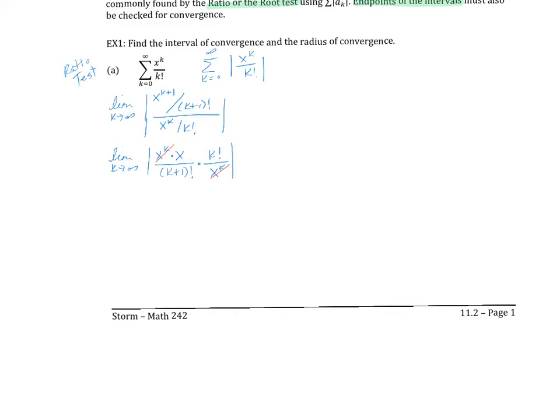And I'm going to expand out the k plus 1 factorial so I can cancel the k factorials. Something to also note is I still can't get rid of my absolute values because I don't know what x is. So this is going to be x over k plus 1 times k factorial over k factorial. And the k factorials cancel.